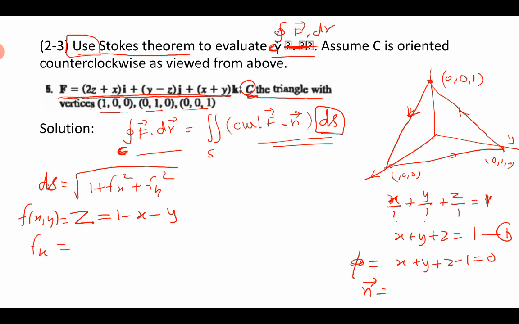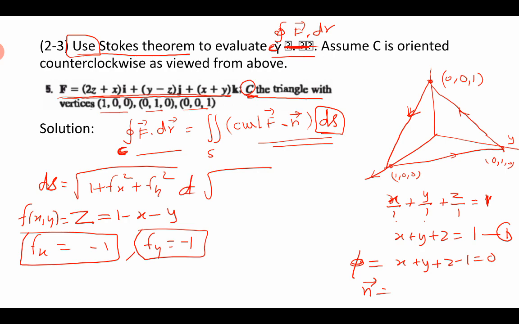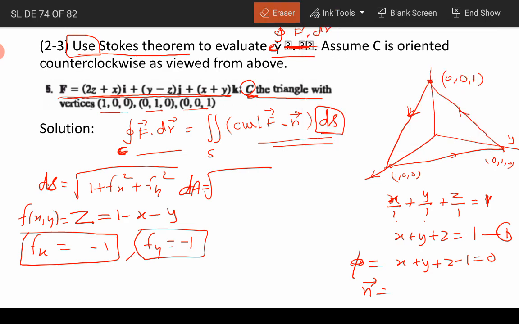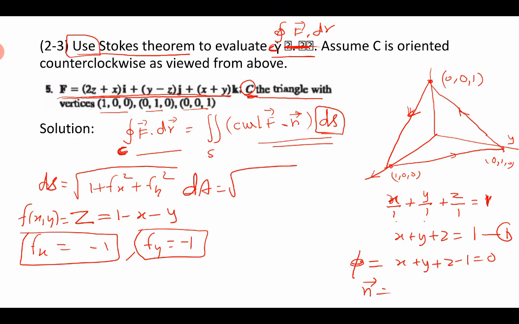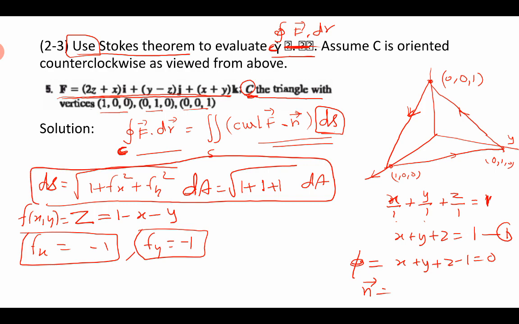Now fx is equal to minus 1 and fy is also minus 1. So we got, isn't it? When you square it up, it will be 1 and 1. Therefore what is ds? Square root of 1 plus fx square, which is negative 1 square, is 1, plus 1, times dA. dA is dx dy when you project on the xy plane. So we got somewhat an idea about ds. We will simplify it later.